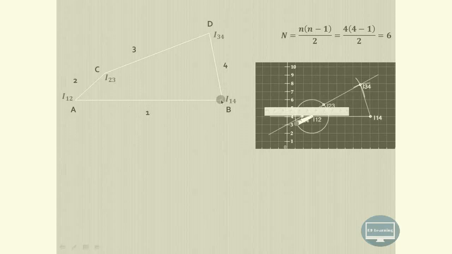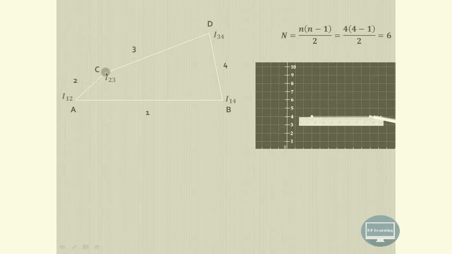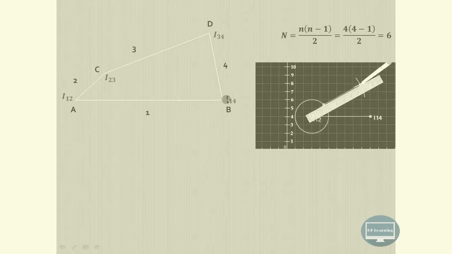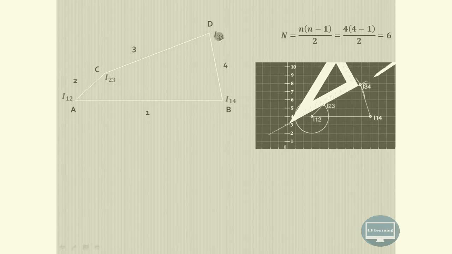a fixed ICR. Similarly, link 2 and link 3 are pin jointed over here, so they form the permanent ICR I23. Similarly, 3 and 4 are also pin jointed over here at point D, so they will form the ICR I34. So there are two fixed ICRs and there are two permanent ICRs.